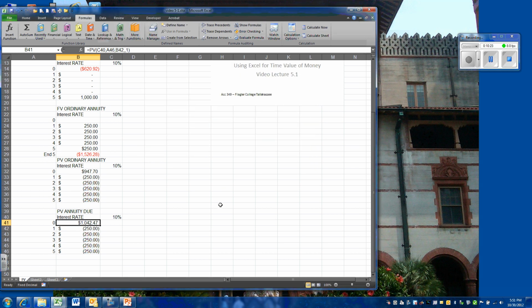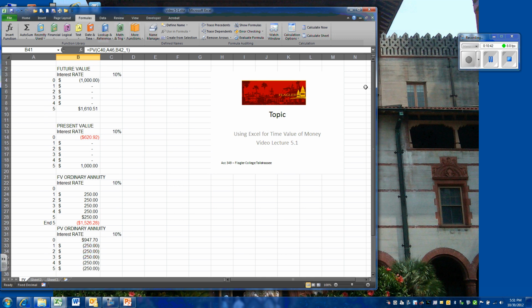And it's going to come back and tell us that if we make the payments at the beginning of the period, the present value is actually higher. The present value is 1,042. Again, the advantage of using Excel is that you can quickly change the amount. Instead of a 10% rate, if we put 5%, it immediately changes. If we change the future value, we quickly get our new answer.